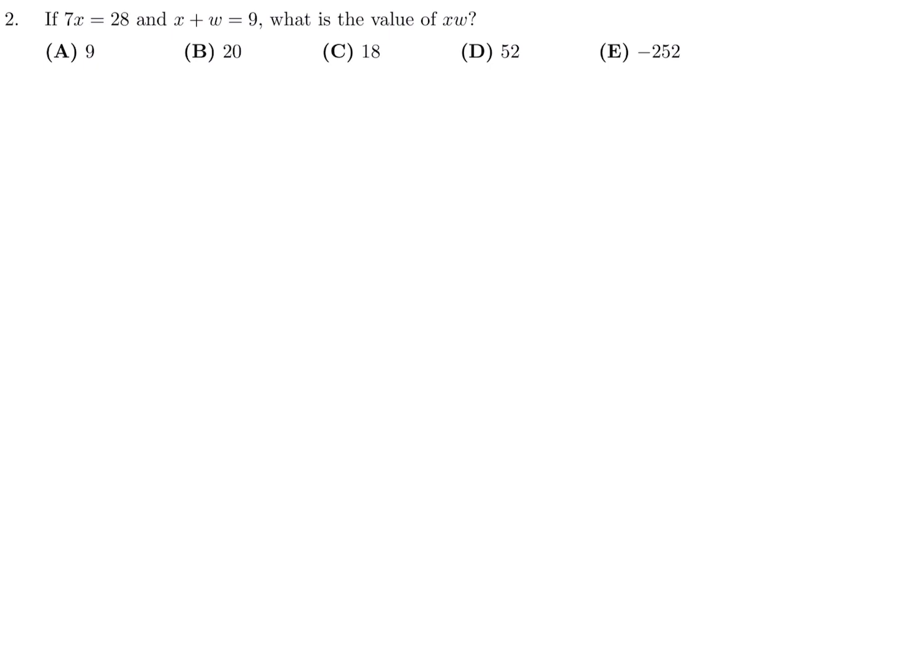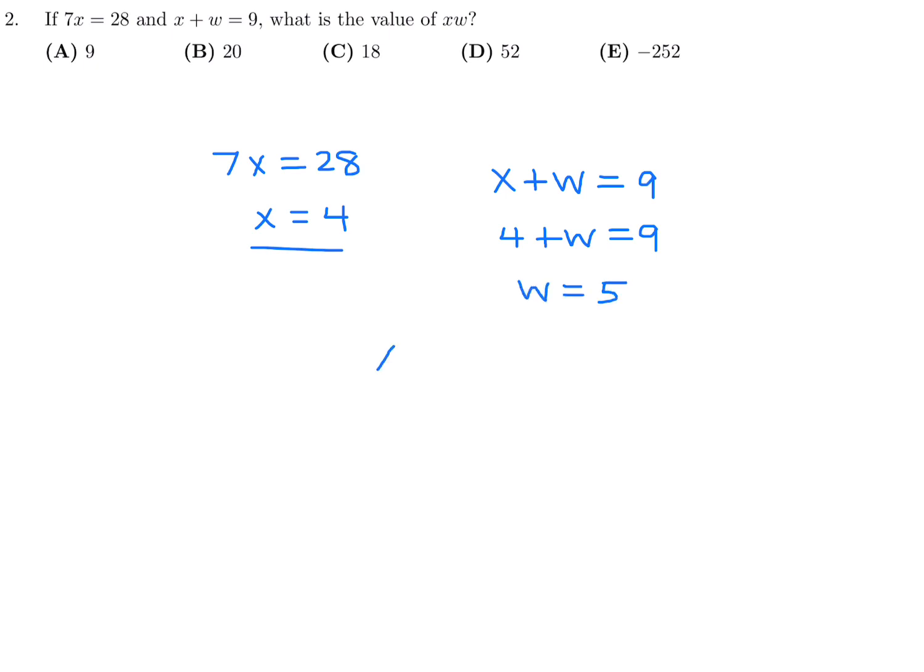If 7x is equal to 28 and x plus w is equal to 9, what is the value of x times w? 7x is 28, so therefore x is equal to 4. x plus w is equal to 9, and therefore 4 plus w is equal to 9. So just substitute the value of 4 for x, and therefore w is equal to 5. So finally, x times w will be 4 times 5, and that is equal to 20. So number 2, the answer is B.